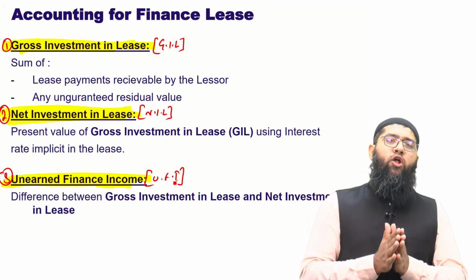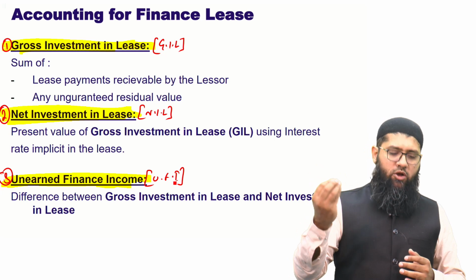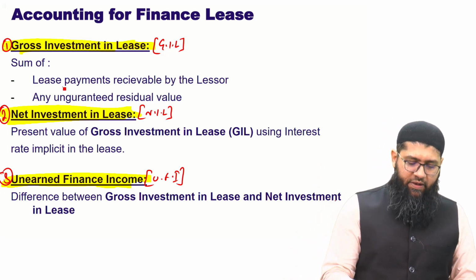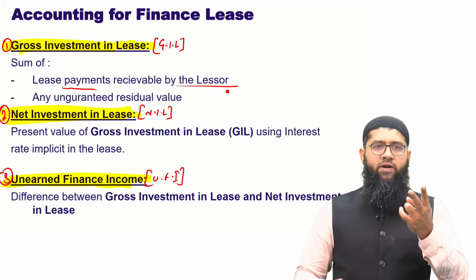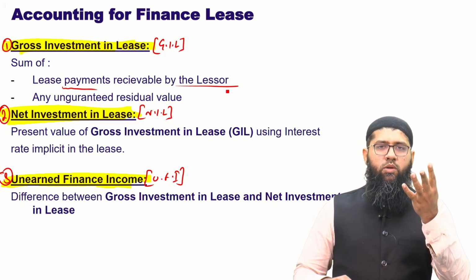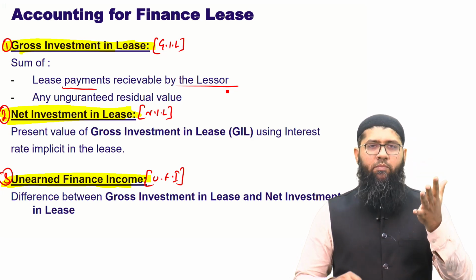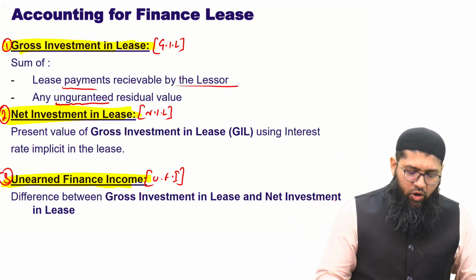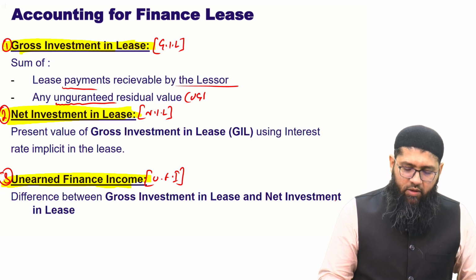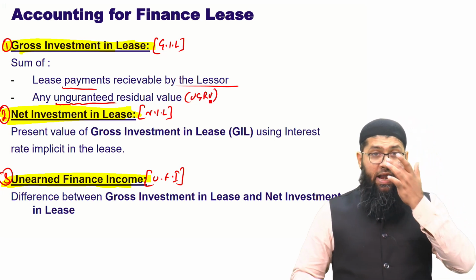Now what exactly is gross investment in lease? You know the concept of lease payments. The lease payments receivable by the lessor include fixed payments, variable payments, guaranteed residual value, bargain purchase option, termination payment, and so on and so forth, plus any unguaranteed residual value. Now this is something extra, something new for you: unguaranteed residual value.